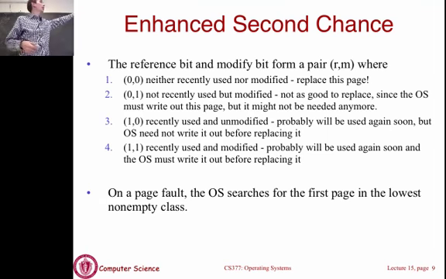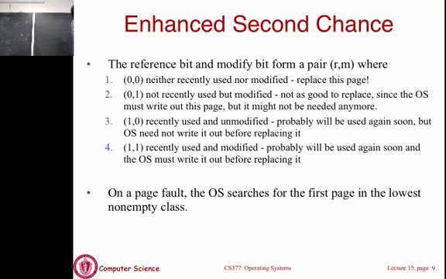If a page has a 0 reference bit and a 0 modify bit, that means we haven't used the page recently, and the page has not been modified. It's equal to its copy on disk. That's the best possible candidate for replacement, because we probably don't need it in the near future, so it's safe to throw it away. Replacing it will also be relatively inexpensive, because we can just throw out the page without having to write it back out to disk. So that's the best candidate for replacement.